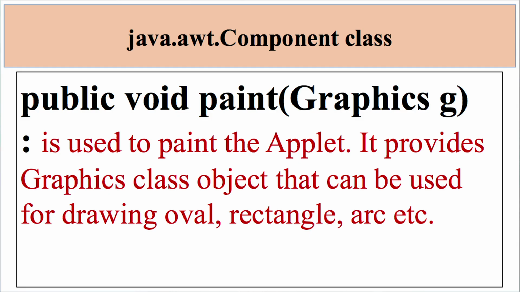The paint function is also a very important part of this applet. Basically, we will execute all the things inside this paint method, and its argument is Graphics g. So, it means we can draw any type of graphics inside the paint function or by using the paint function. It is used to paint the applet. It provides a Graphics class object that can be used for drawing oval, rectangle, arc, etc. Any type of shape we can draw by this Graphics class.